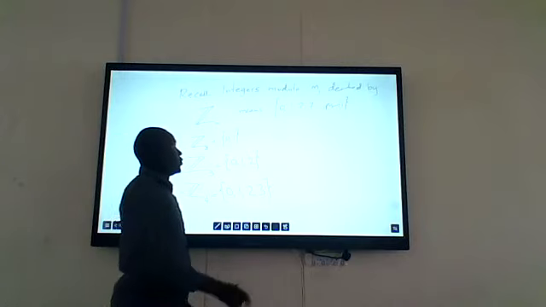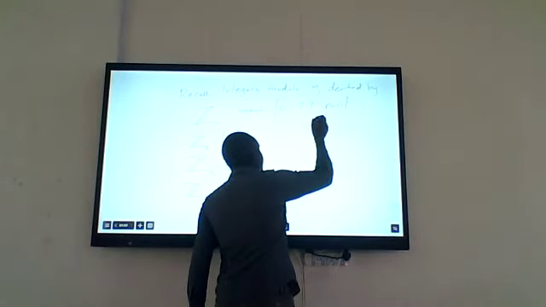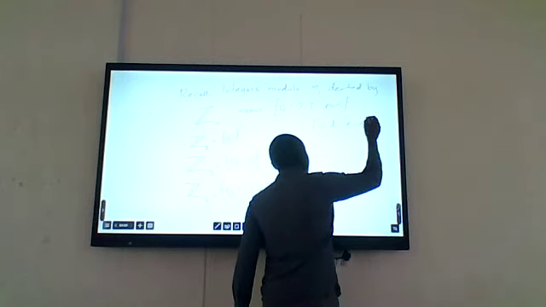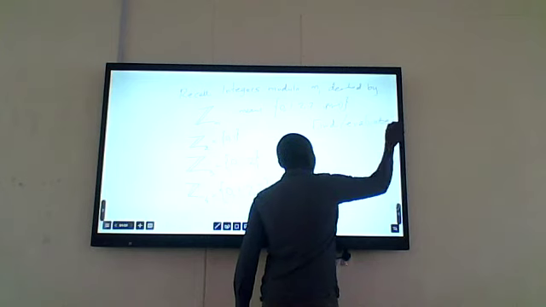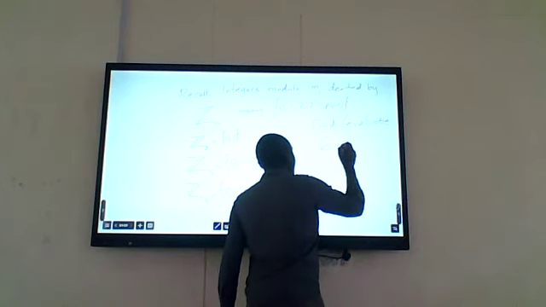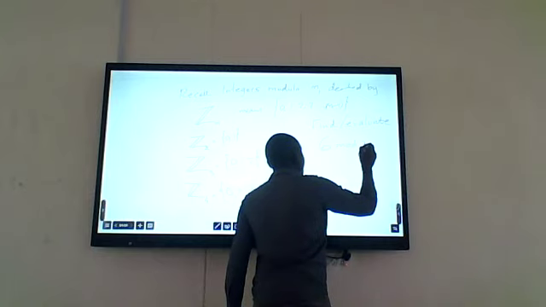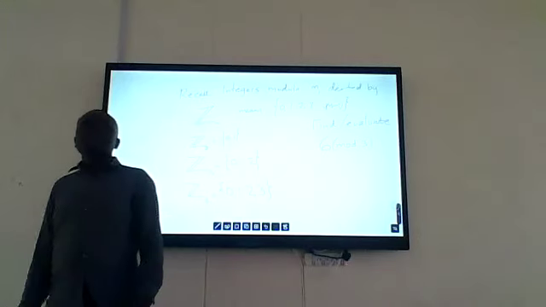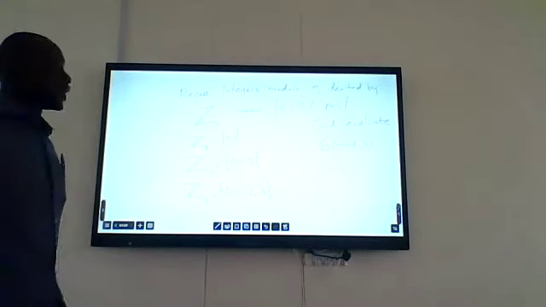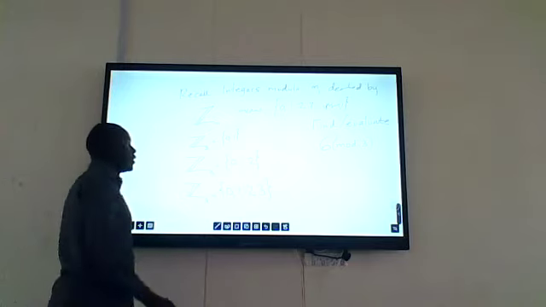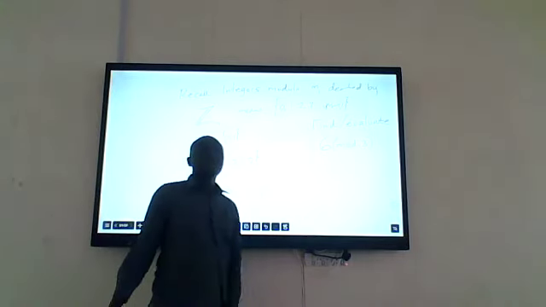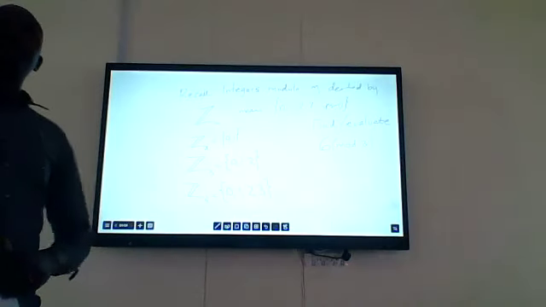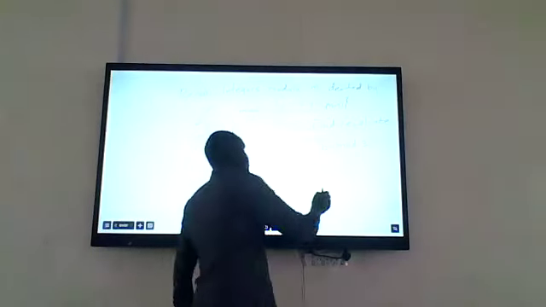So for example, if I ask you to find or evaluate 6 mod 3, I'm simply asking what is the remainder when I divide 6 by 3. The remainder is 0. So this is 0.